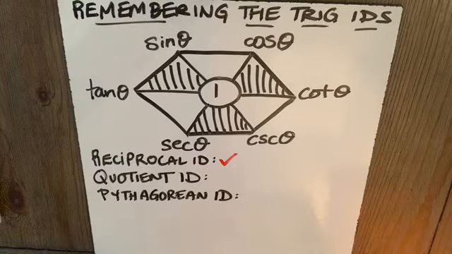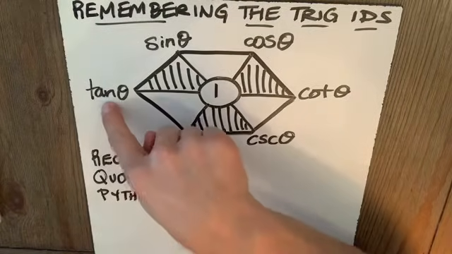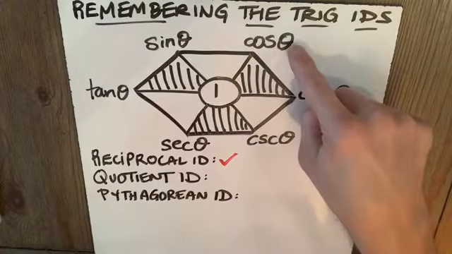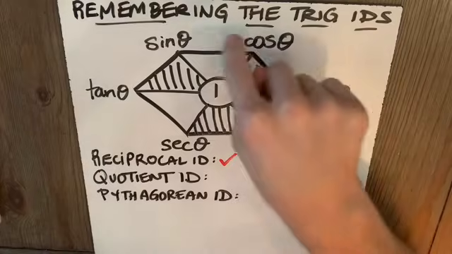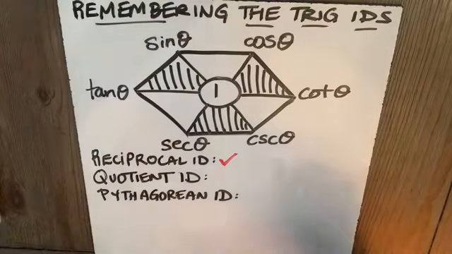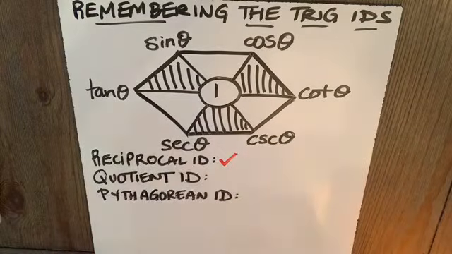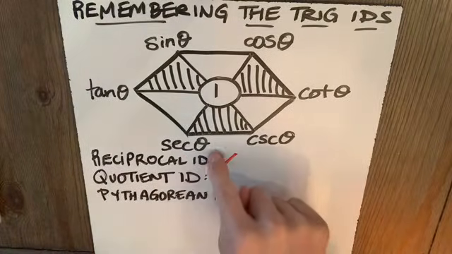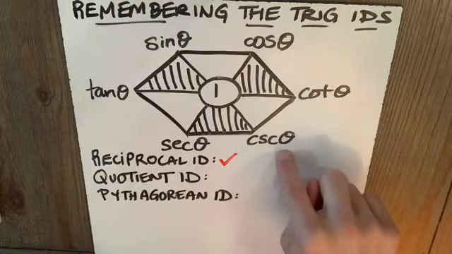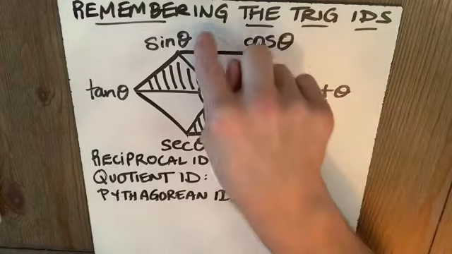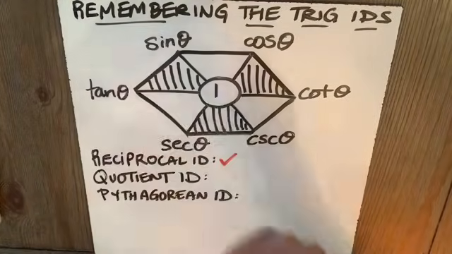How about the quotient identities? Well, go around the outside of the circle. Tangent is sine over cosine. That's one we learned. The other one was cotangent is cosine over sine. Can we go further than that? Yes. Cotangent is cosecant over secant. Tangent is secant over cosecant. Cosine is cotangent over cosecant, and cosine is also sine over tangent. Secant is also tangent over sine.